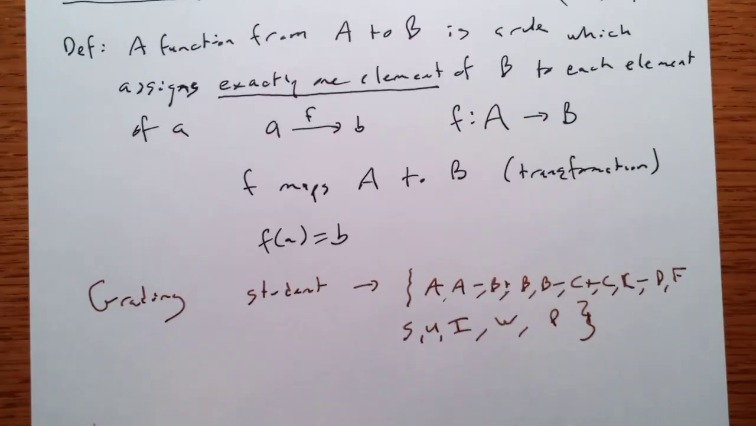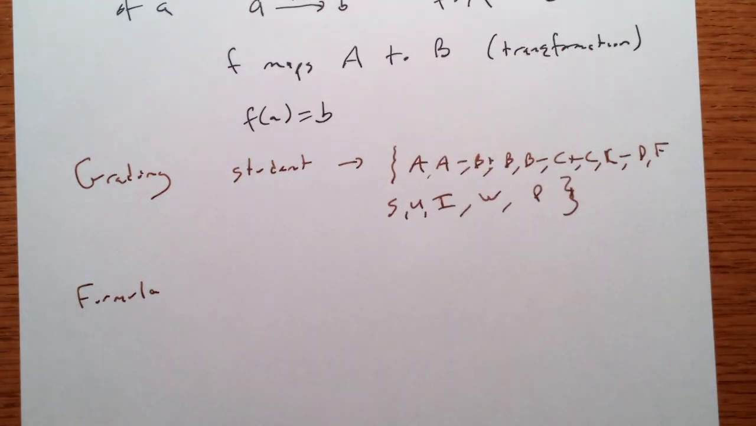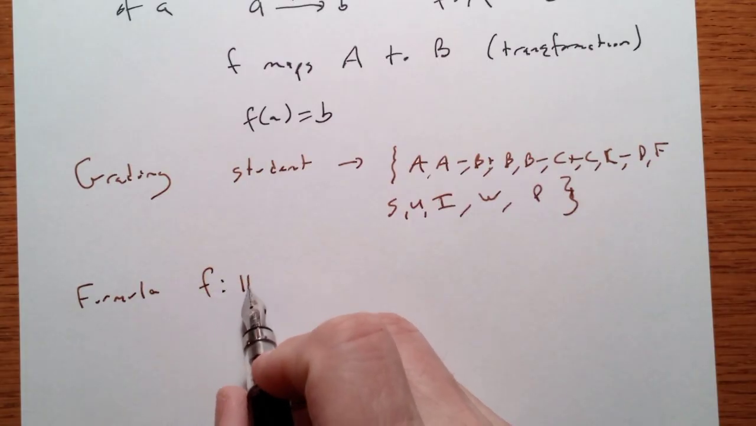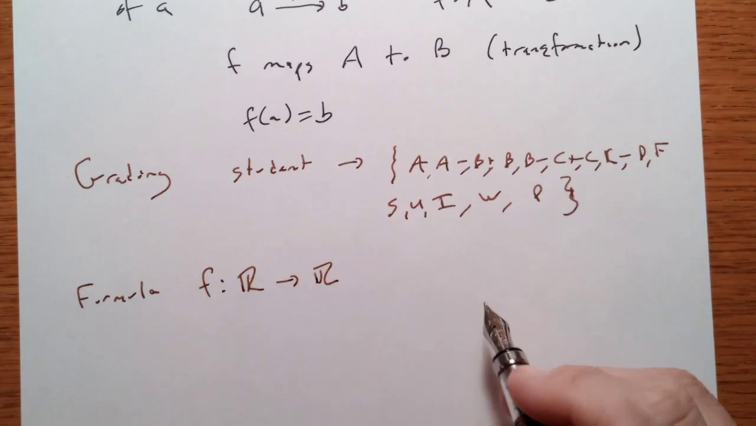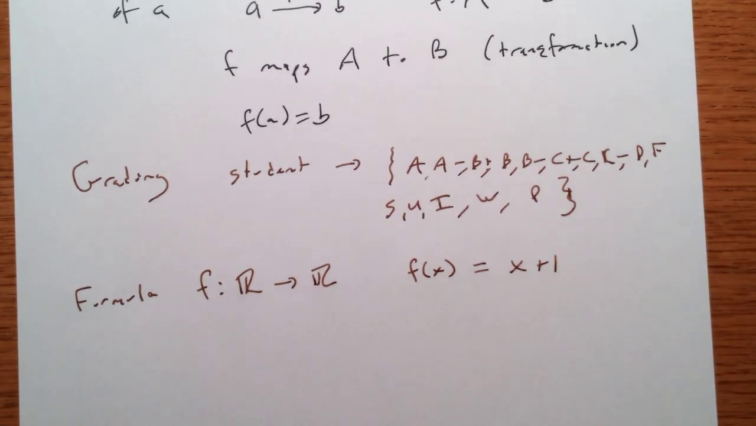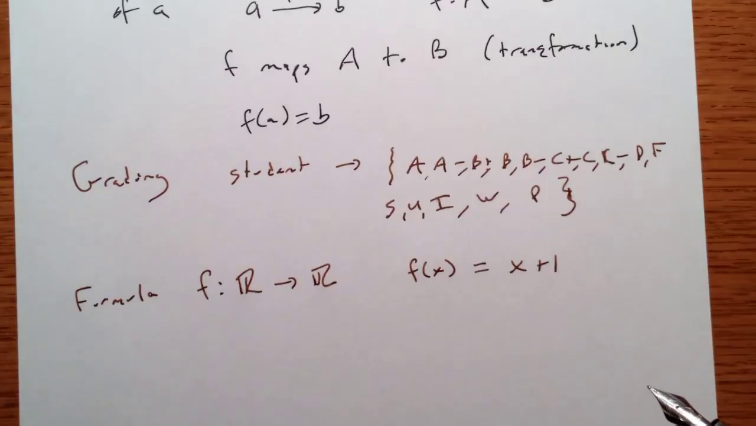I could have a formula, especially in functions whose originating set is numbers. So I could say, we're going to say a function that goes from the set of real numbers to the set of real numbers is defined by taking a number and adding one to it. So this is the exact sort of algebraic function you've been thinking of, I would assume, since you first took algebra classes a number of years ago.